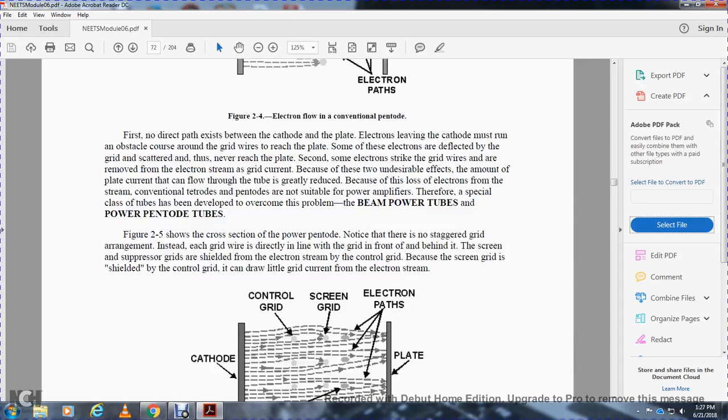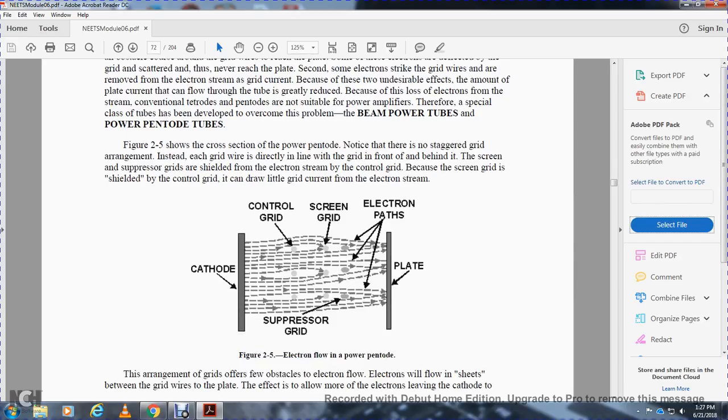Figure 2.5 shows the cross section of the power pentode. Note that there is no staggered grid arrangement. Instead, each grid is directly lined up with the grid in front of or behind it: the screen, the suppressor grid, and the shield, with the electron stream controlled by the control grid. Because the screen grid is shielded by the control grid, there is little grid current with the electron stream.